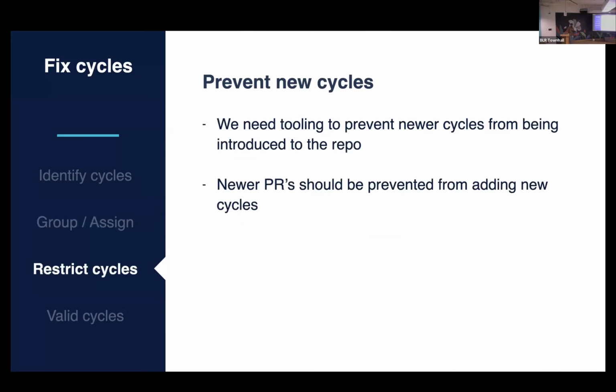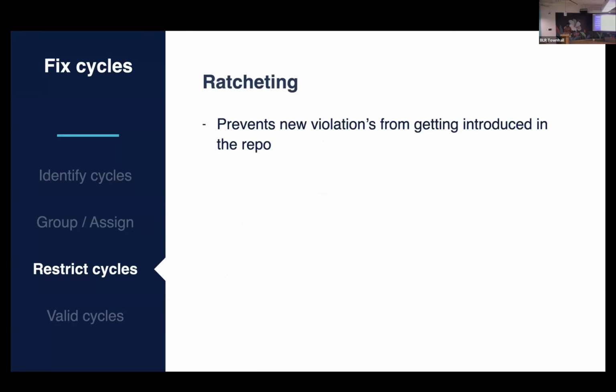Now, these things take time. It typically takes around 2 to 3 months for teams to fix all these cycles. In the meantime, you also need to prevent new cycles from coming in, because people might create PRs where they keep adding new cycles, and it becomes an infinite loop where you never get to zero cycles, right? So this is where we use a tool called ratcheting.